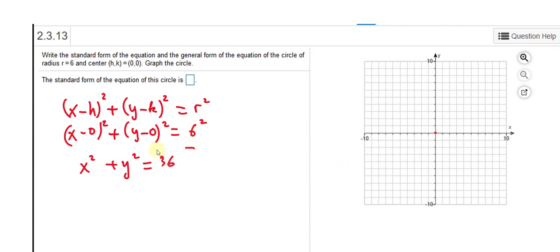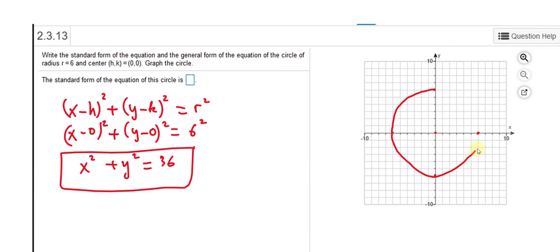So the center is 0, 0, right here. The radius is 6. So you go 6 units, 1, 2, 3, 4, 5, 6 to the right, and 1, 2, 3, 4, 5, 6 to the top, 1, 2, 3, 4, 5, 6 to the left, 1, 2, 3, 4, 5, 6 to the bottom, and then try to connect them together. Okay, this is not a nice drawing, but you get the idea.